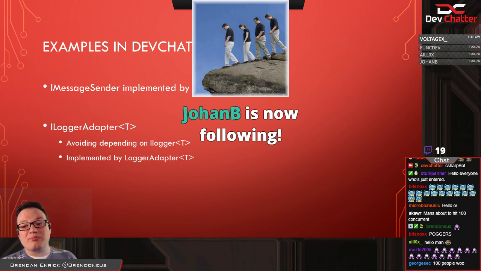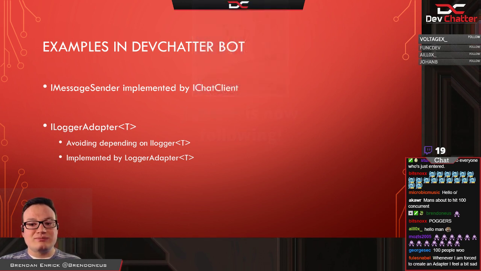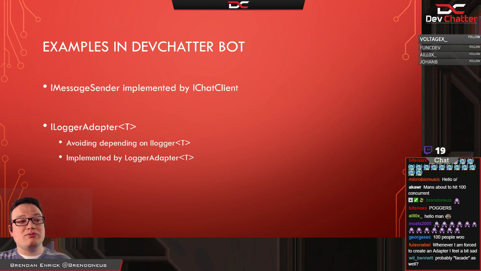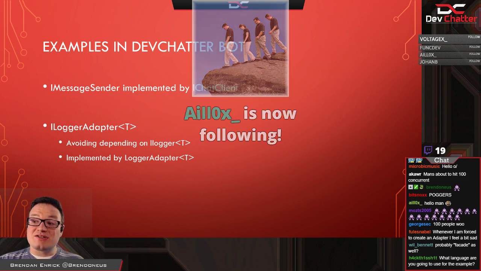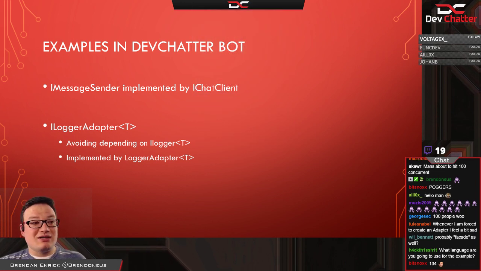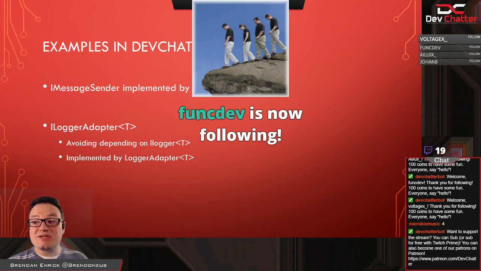Inside our bot, we're going to take a look at a couple of places where we are going to show in our code base where we're following the interface segregation principle. The couple of places where we are doing that are, we have that iMessage sender interface that I mentioned, and it is implemented by our iChat client. So we got both of those pieces we were talking about.